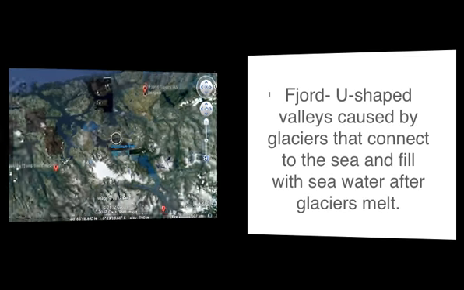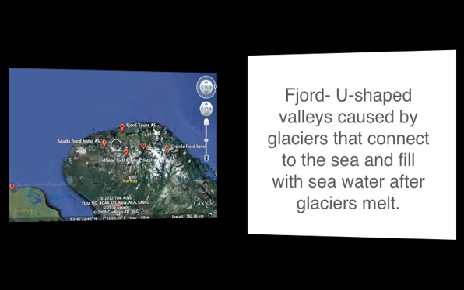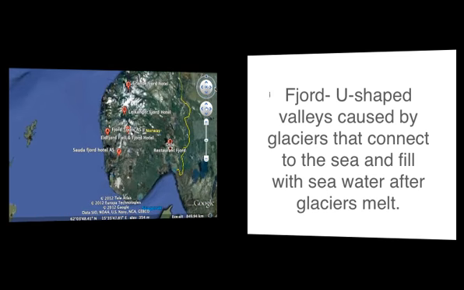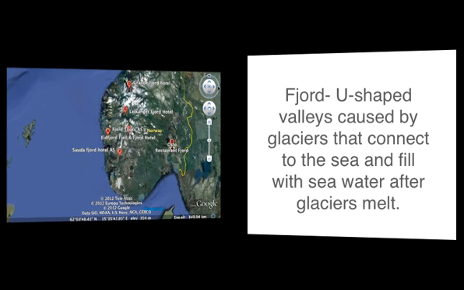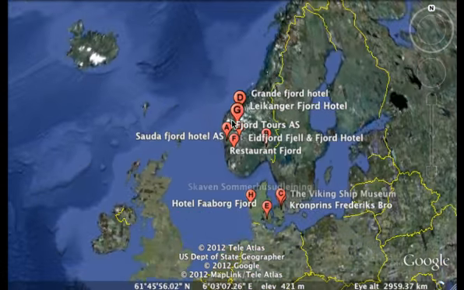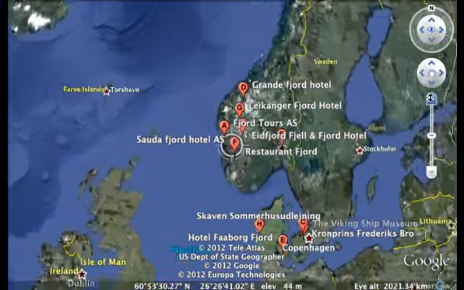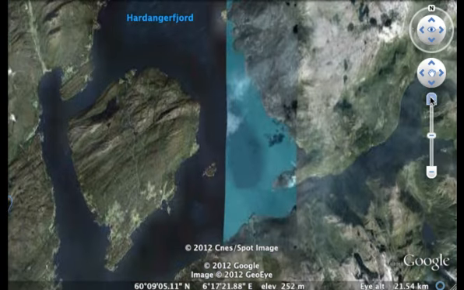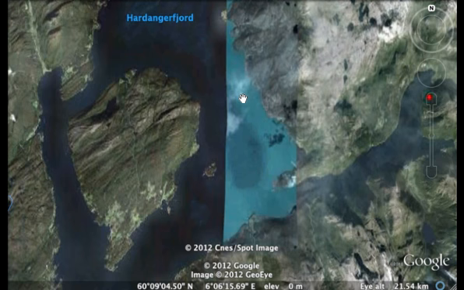Alright, and a Fjord is one of the first terms that you need to understand for this unit. A Fjord is a U-shaped valley caused by glaciers that connect to the sea and fill with seawater after glaciers melt. So if I zoom out, you can see that I was in fact in Norway, right next to Sweden, and if we zoom back into that spot, you can see this big crack in the earth that was at one time filled with glaciers. But since then, it has been filled in with seawater, because the glacier melted.